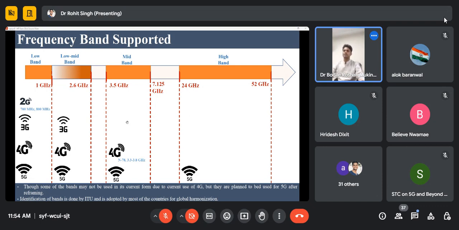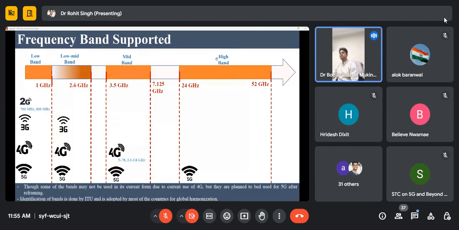Mid-band varies from 3.5 gigahertz to 7.1 gigahertz, or this is also roughly known as sub 6 gigahertz band or sub 7 gigahertz band. So here 4G and 5G operations can be carried out. And one special band in this case is N78 that varies from 3.3 to 3.8 gigahertz. So this band usually comes free for research purposes, and most of the research on 5G is being done within this band only. Now coming to the higher band.